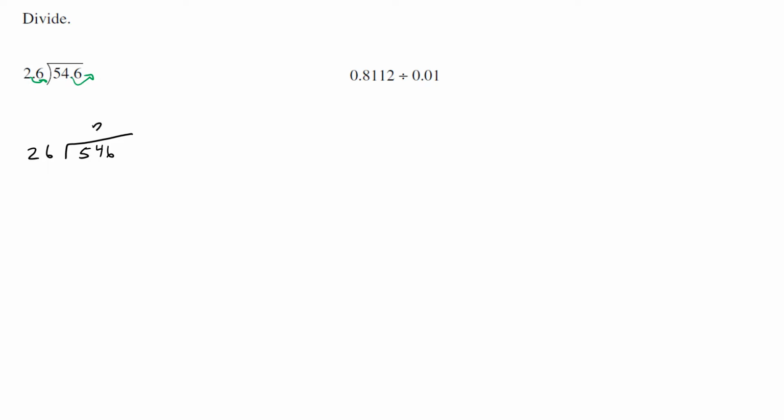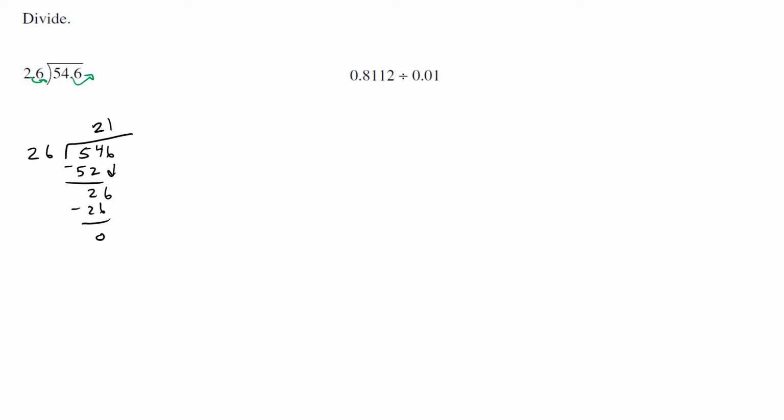So I put that 2 above the 4. I'm going to multiply back, which is going to give me 52. Do my subtraction, that gives me a 2. 26 doesn't go into 2, so I drop down my 6. 26 will go into 26 exactly 1 time, multiply back, and we get a remainder of 0. So 54.6 divided by 2.6 is going to give me 21.